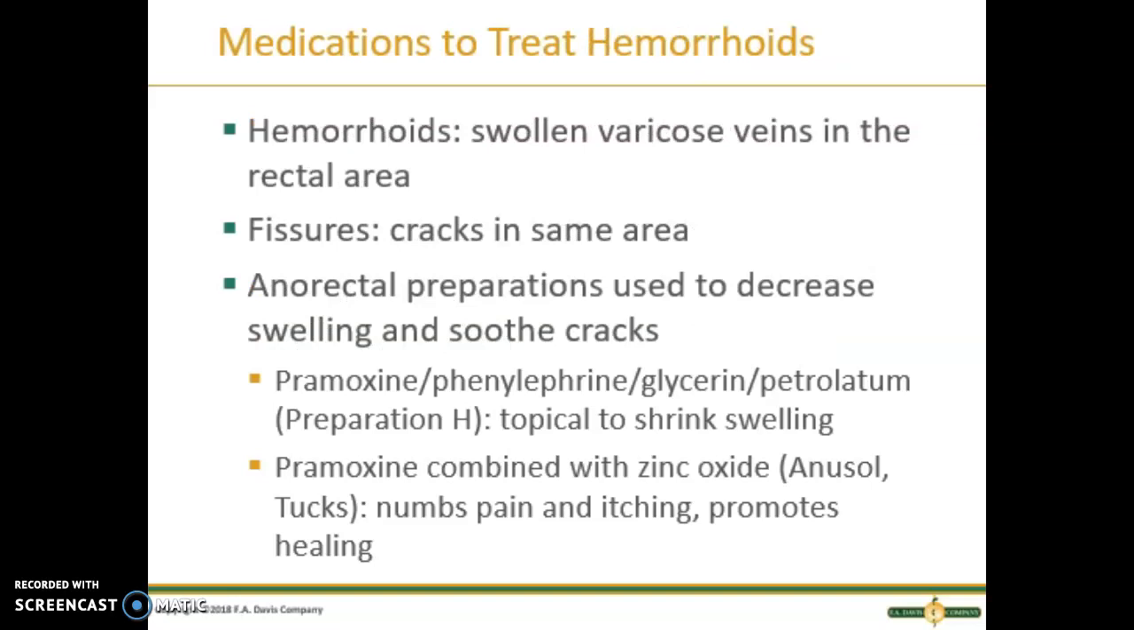Hemorrhoids are swollen varicose veins. They're usually located in the anus, and fissures are cracks in that same area. For these two conditions, an anorectal preparation is used to decrease swelling and to soothe the cracks. So the anorectal preparations would be pramoxine or pramoxine combined with zinc oxide. You're probably most familiar with the over-the-counter Preparation H.